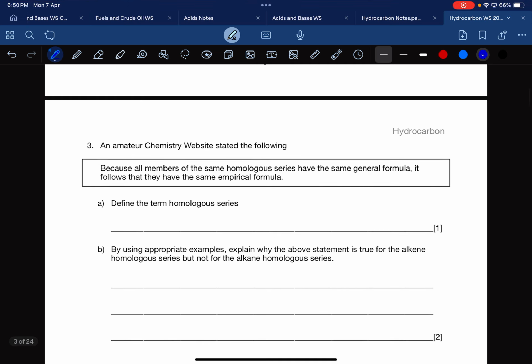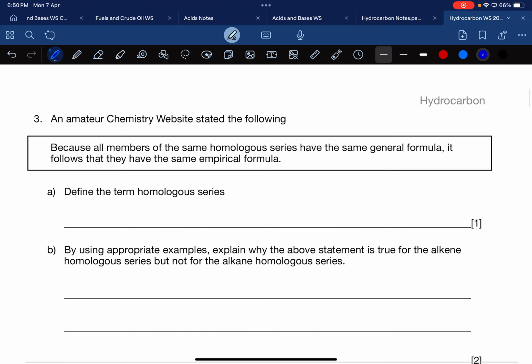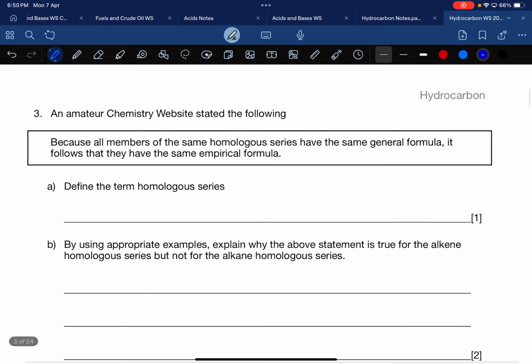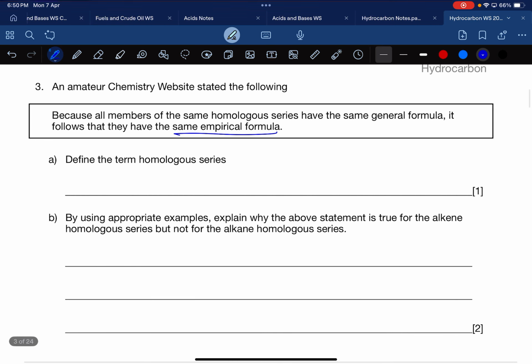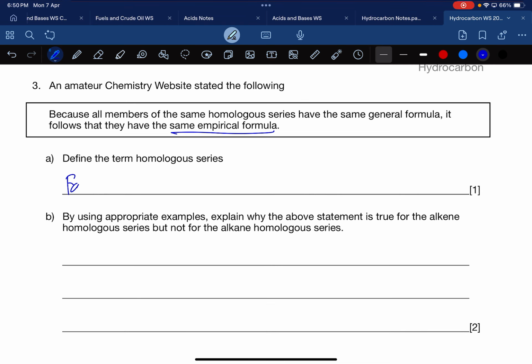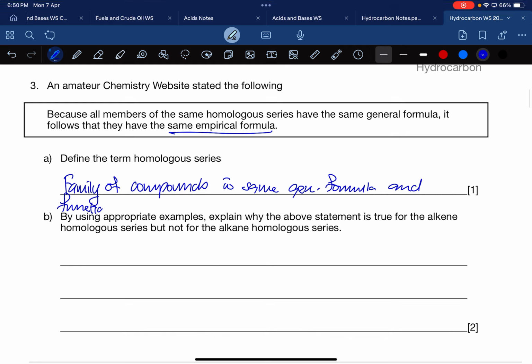Good. Let's carry on. Amateur Chemistry website stated the following: because all members have same homologous series, same general formula, same empirical formula. What's homologous series? Same family of compounds with same general formula and same functional group. Good. Family of compounds with same general formula and functional group. Do you get it?